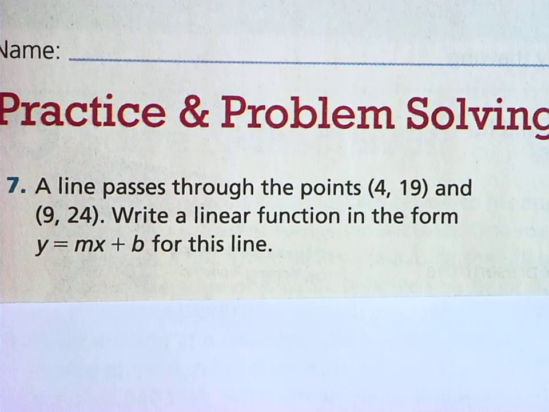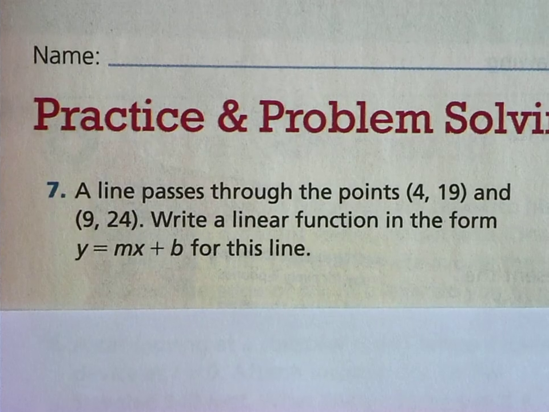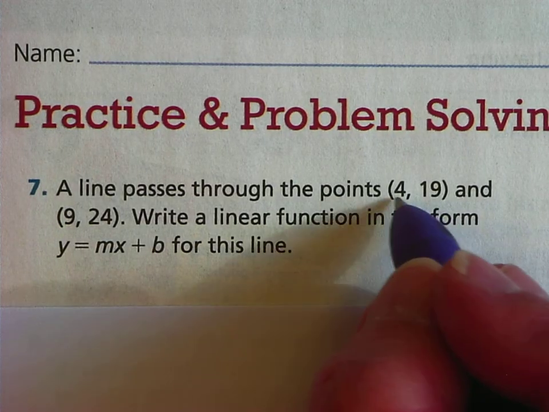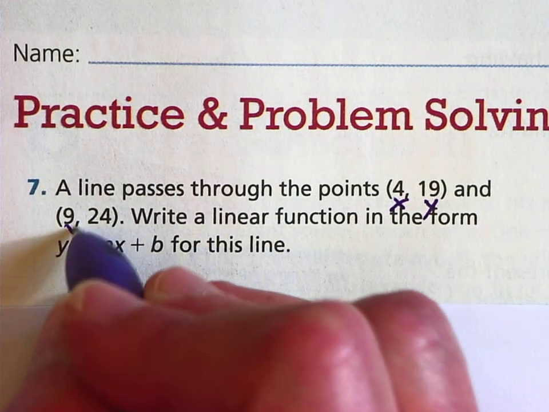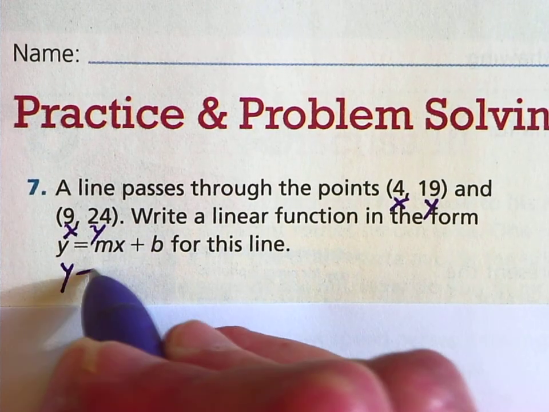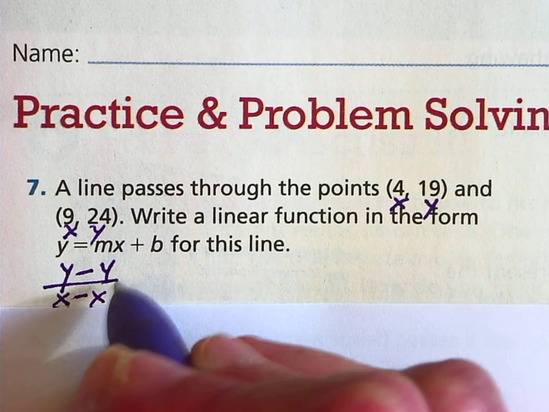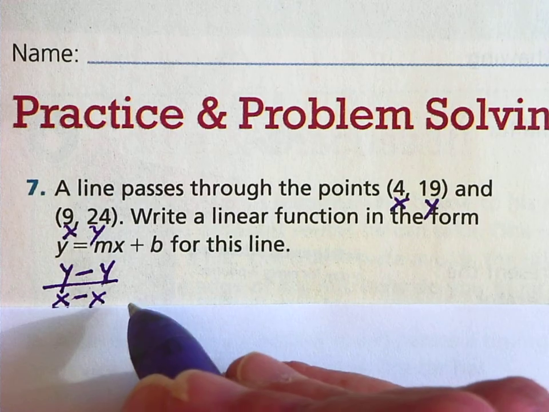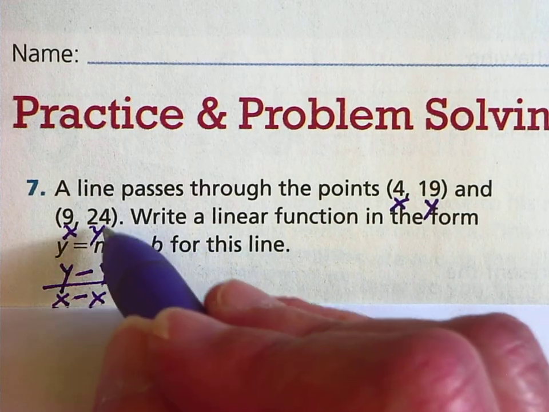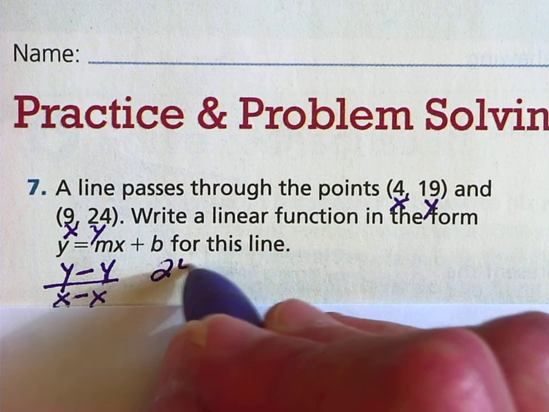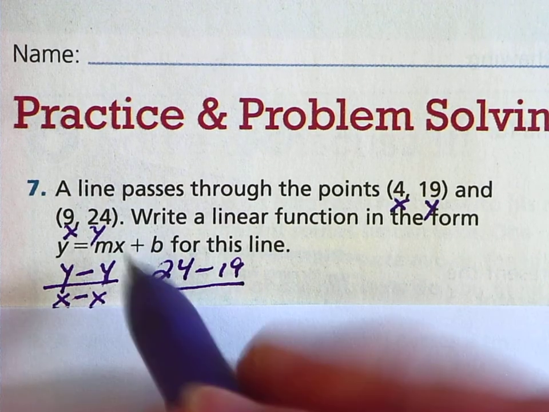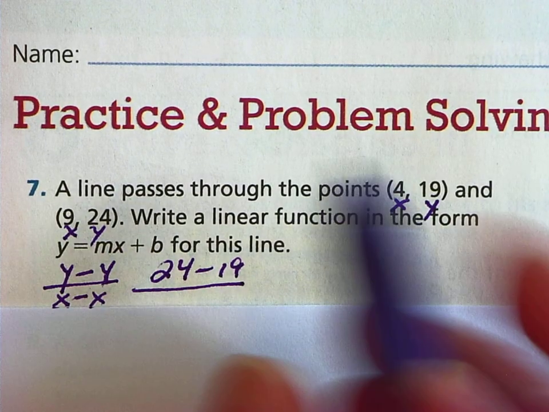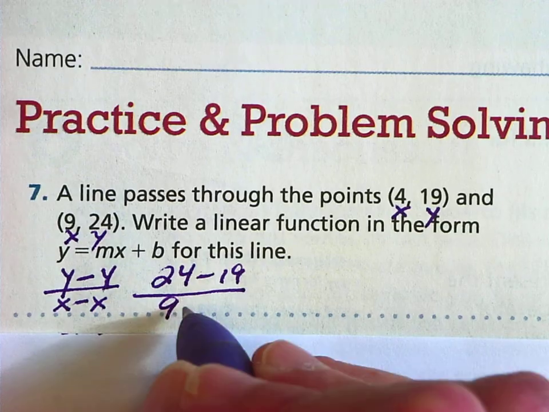Okay, so again, the first thing we need to do is find the slope. So this is xy, this is xy. Okay, so I'm going to use y minus y over x minus x to find the slope. I'm going to find the change in the y's over the change in the x's. Okay, my y numbers are 24 and 19. I'm going to do 24 take away 19. Okay, and then my x numbers are 9 and 4. So I'm going to do 9 take away 4.